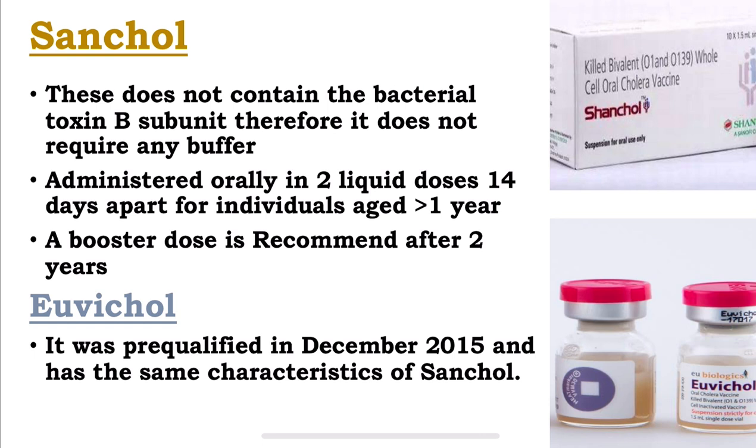What are the characteristics of Shanchol? Euvichol is similar to that of Shanchol. It does not contain the cholera toxin B subunit, the bacterial toxin B subunit, so it does not require the buffer. The cholera toxin B subunit can get destroyed in acidic medium, so we give the buffer. Since it is not contained, there is no need of the buffer.